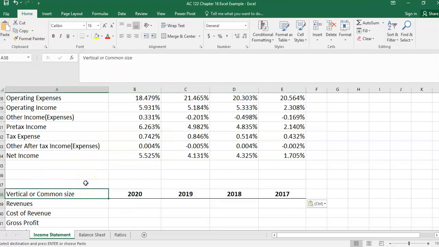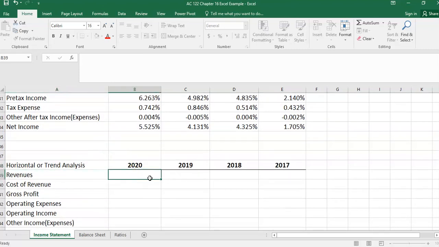And this is horizontal analysis, or trend analysis, as it's called. In the horizontal or trend analysis, we're looking across. In the vertical, we're looking up and down, where everything is a percentage of one thing. In the trend, we're looking for trends.